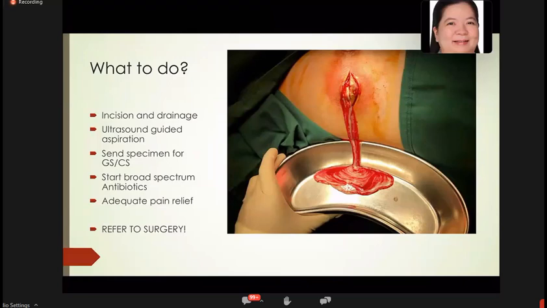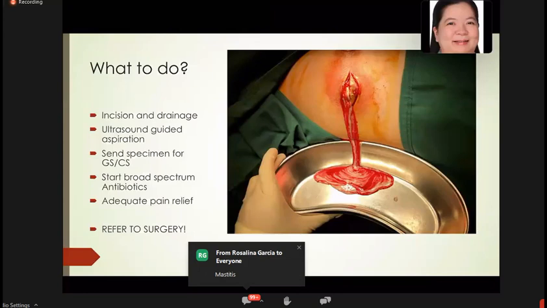If you have the skills to do it, you can do incision and drainage, no? It will relieve the patient of the tremendous pain, okay? Or if you have the gadget, if you have the facility, you can do ultrasound guided aspiration, okay? We always send specimen for Gram stain, culture and sensitivity, though we know what the more common type of pathogen is, no? But we always send specimen for culture and sensitivity still.